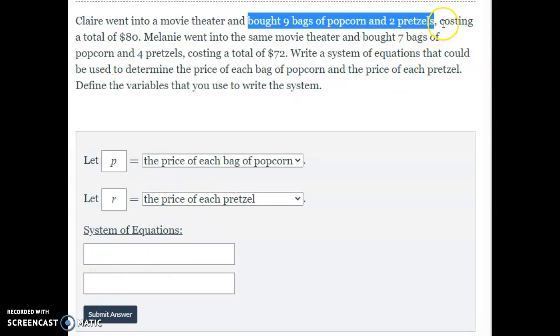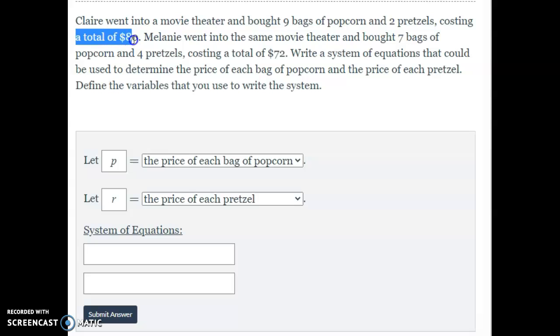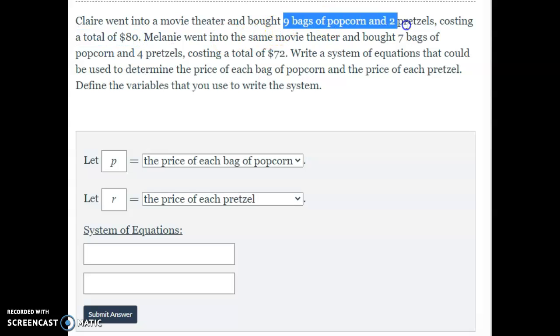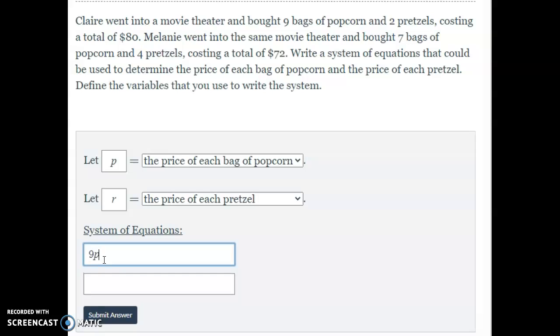And it cost a total of $80. So let's start with 9 popcorn and 2 pretzels. So I'd come down here, 9P, because I called P popcorn, plus 2R for 2 pretzels. Cost a total, so that's my equals, $80. So that's one of my 2 equations. And then I would have to look and see what other math they gave me.